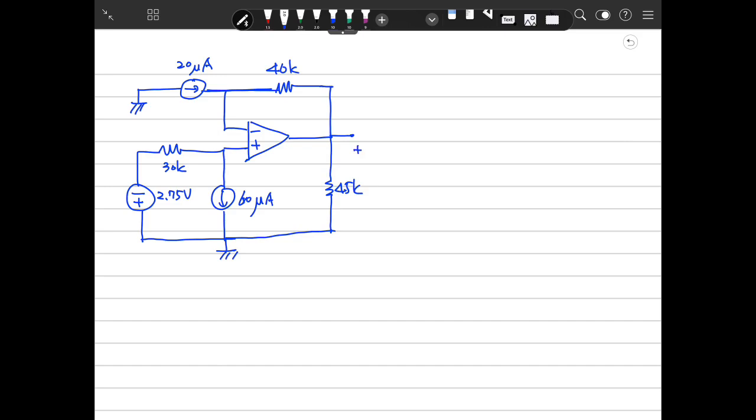Okay, here to solve for VO, we define that this contains I minus, this contains I plus, and this is V minus and V plus. We write here I minus is 0, and I plus is 0, and V plus equals V minus.